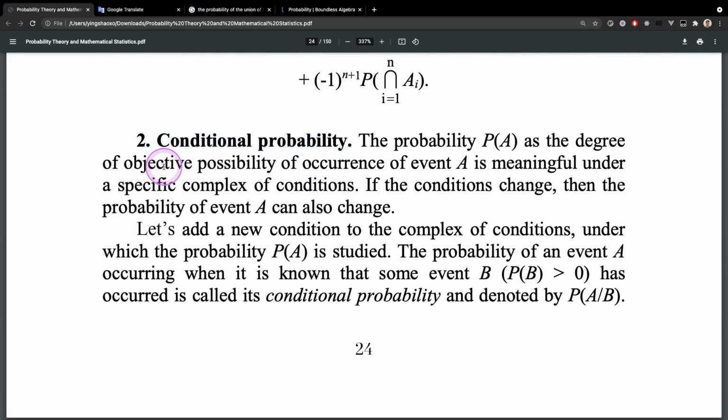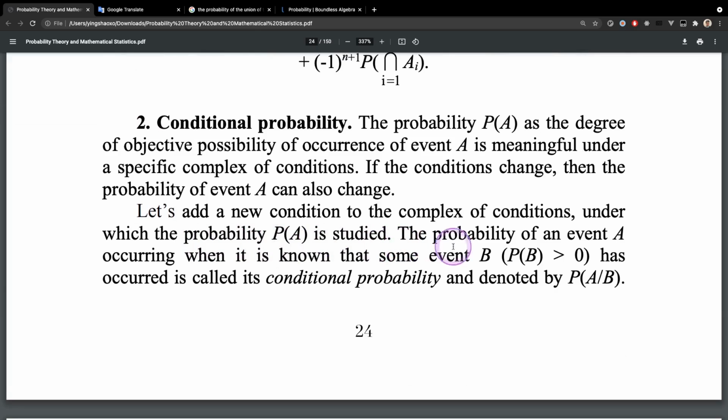Here we get a new concept called conditional probability. The probability of A, as the degree of objective probability of the occurrence of event A, is meaningful under a specific complex of conditions. If the conditions change, then the probability of event A can also change. Let's add a new condition to the complex of conditions under which the probability of A is studied. The probability of an event A occurring when it is known that some event B, whose probability is greater than 0, has occurred, is called its conditional probability and is denoted by something like this.